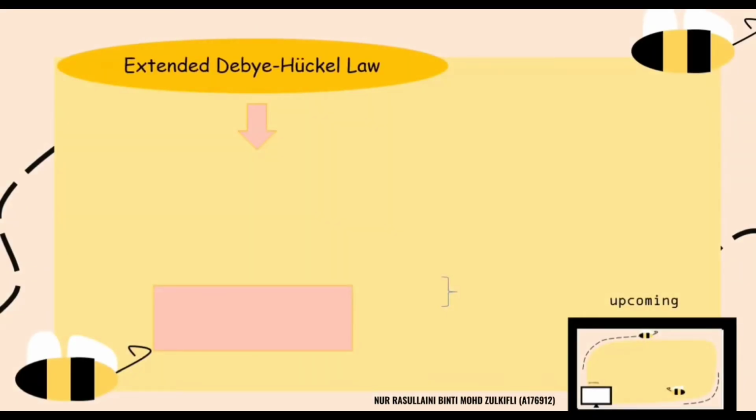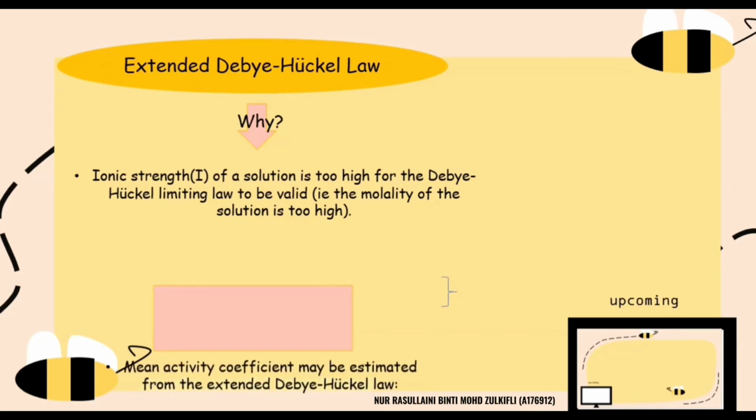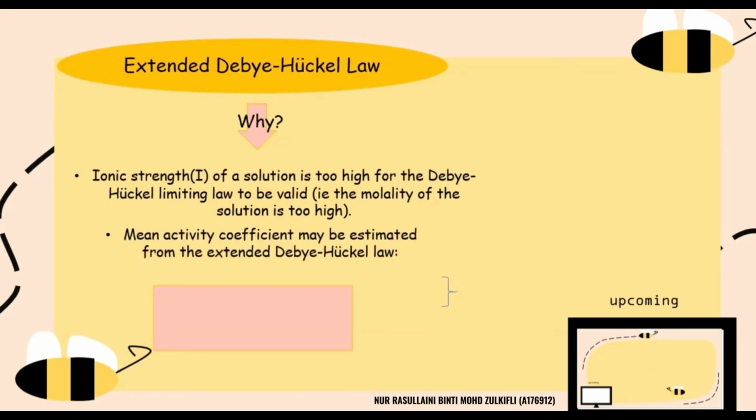Extended Debye-Hückel law. Why is it extended? It is because when the ionic strength of a solution is too high for the Debye-Hückel limiting law to be valid, for example when the molality of the solution is too high, the mean activity coefficient may be calculated or estimated from the extended Debye-Hückel law equation below.